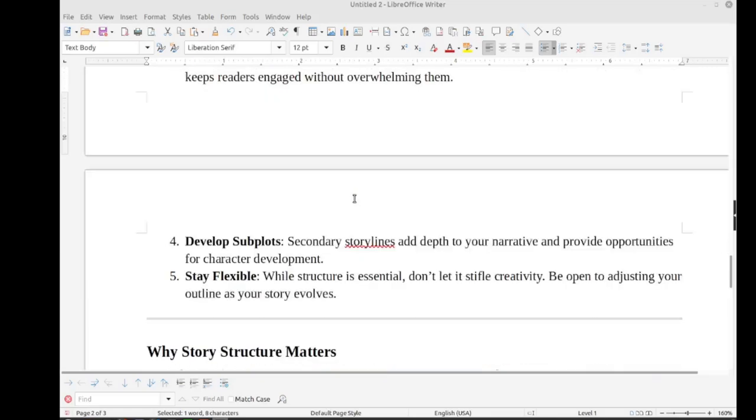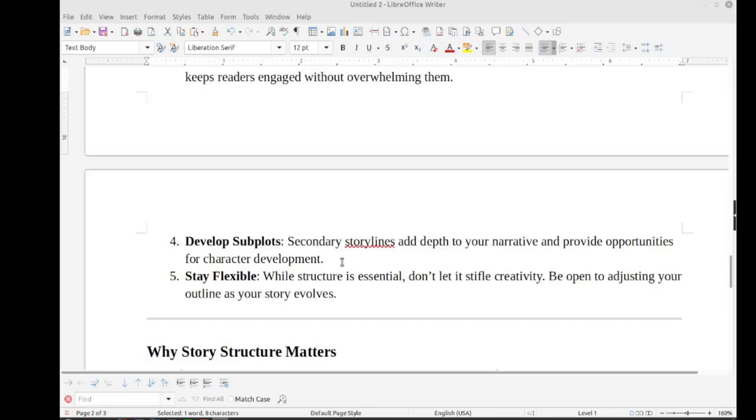Okay, next, develop subplots. These are secondary storylines that add depth to your story and provide opportunities for character development. So if you see a subplot developing in your story, don't get rid of it. Don't say, I'm not doing that, I'm only working on my main plot. You need to have subplots to help keep your readers engaged and to give your fiction story depth.